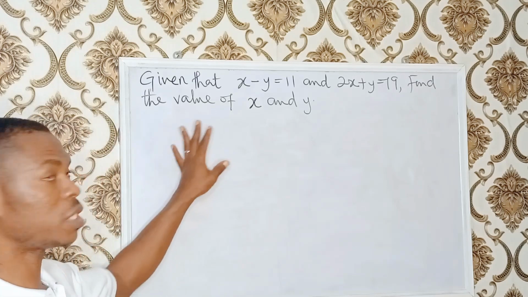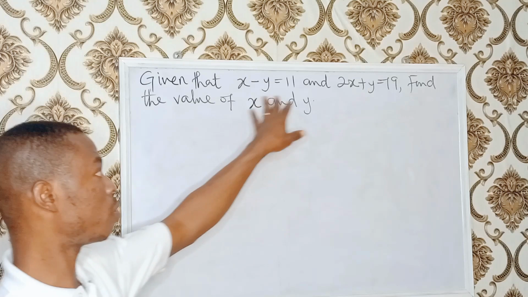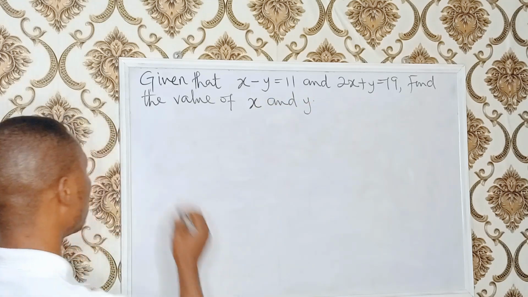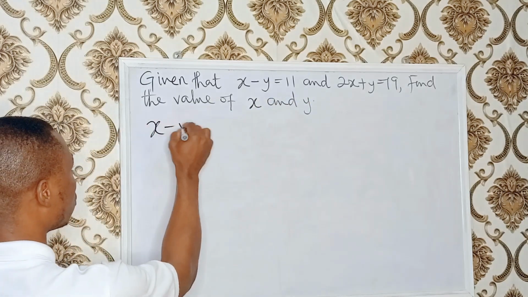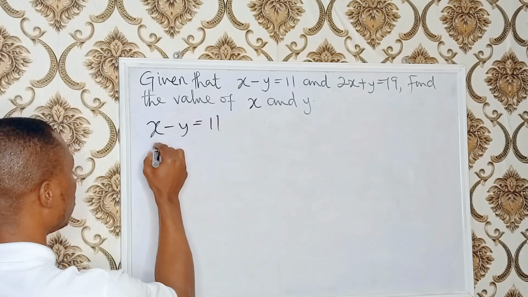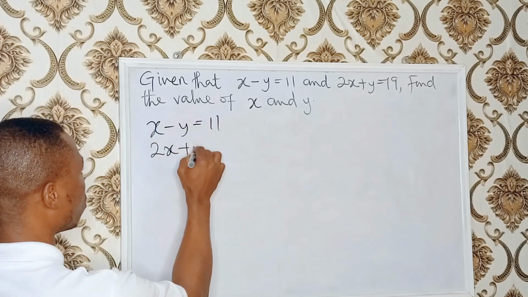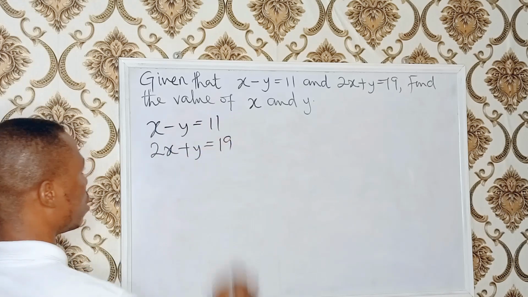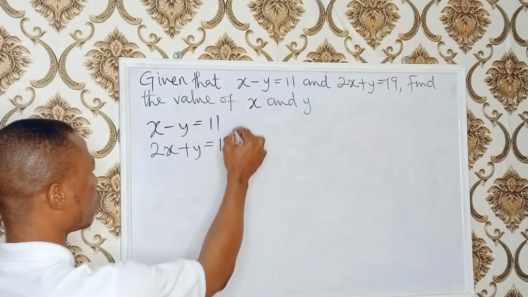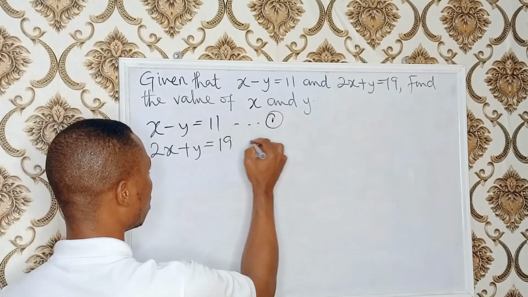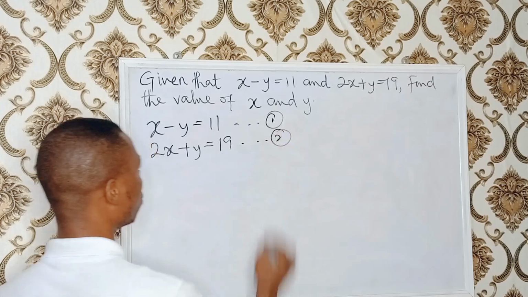Now I'm going to use substitution method, so I'll write the equations. So we have x minus y equals 11, we have 2x plus y equals 19. Okay, I'm going to call this equation 1, I'll call this equation 2.